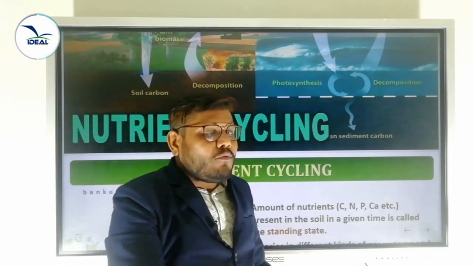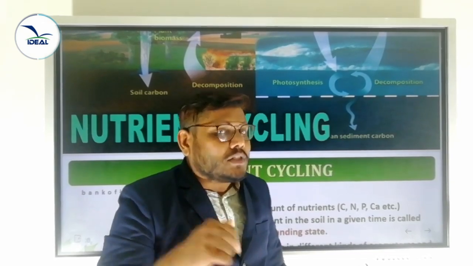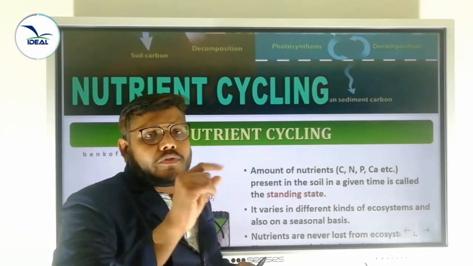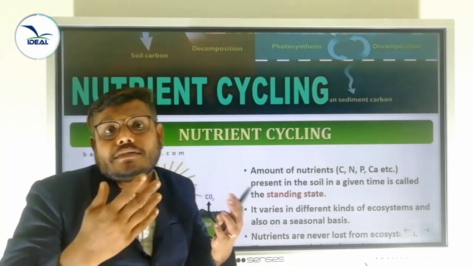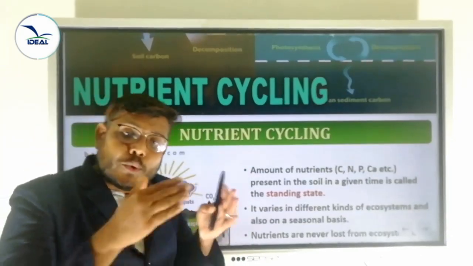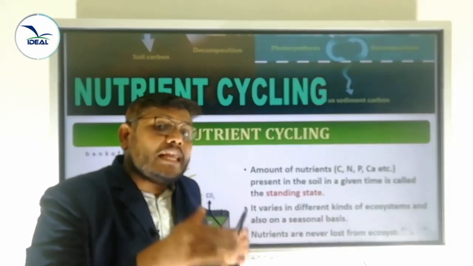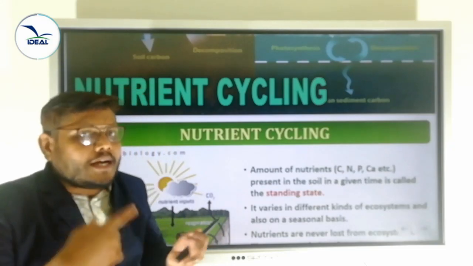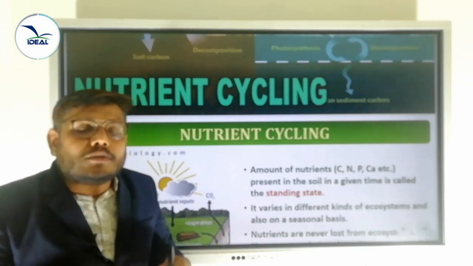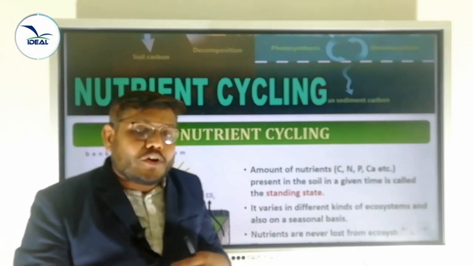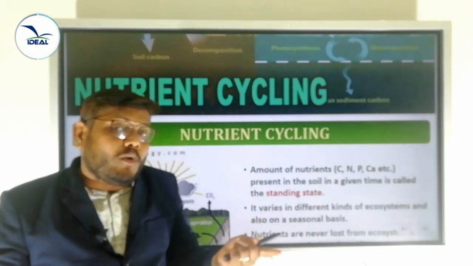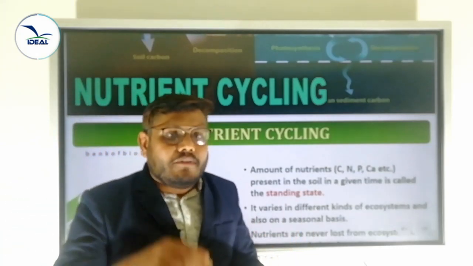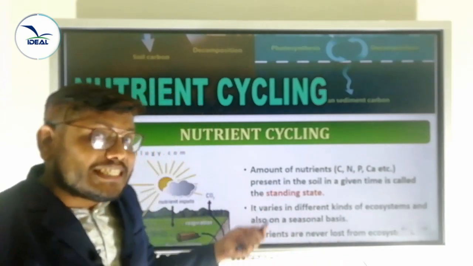That is another one of the functions of the ecosystem, nutrient cycle. Here we are going to introduce another term, standing state. What is standing state? The amount of nutrients present in the soil at a given time is called standing state. Nutrients means carbon, hydrogen, nitrogen. We already learned another term, standing crop. What is standing crop? The amount of living material present in each trophic level is called standing crop.